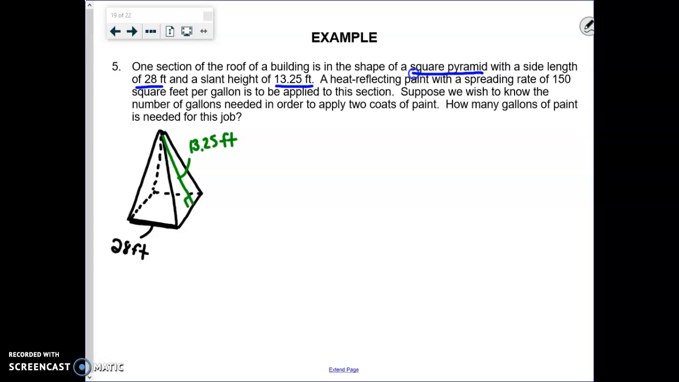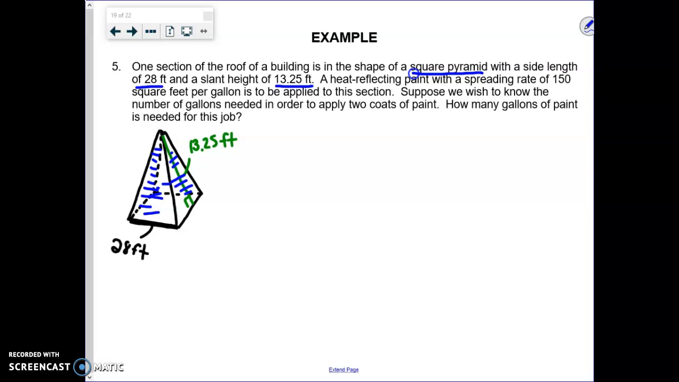If we were going to fill it, that would be volume. And we're only going to paint the lateral faces. In other words, you're not going to paint the base because it is a roof. So basically what you're doing is you're going to paint each of these lateral faces. Okay? Remember there's 4 lateral faces.